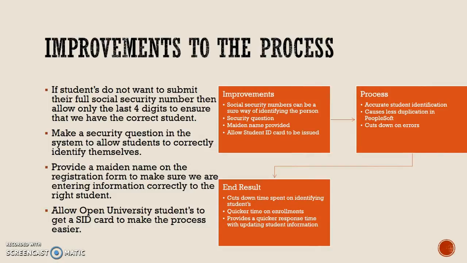Some of the improvements. If the student does not want to provide their full Social Security number, then we should allow the last 4 digits to ensure that we have the correct student when it comes to registration. We can also create a security question in the system to help correctly identify. We can also provide on the registration form a maiden name to help when we come to register any women and or ladies into the classes. We can also allow Open University students to get a student identification card to help make the process a lot easier.